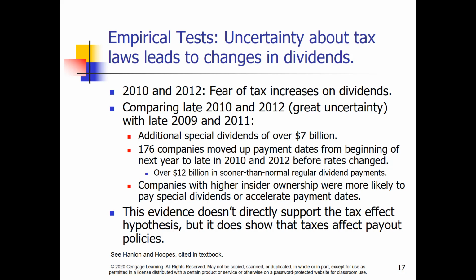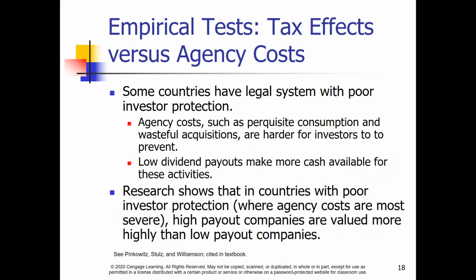Uncertainty drove firms to take action. Over $7 billion in additional dividends was paid. 176 companies moved dividend payment dates for over $12 billion in dividends. Higher payouts and accelerated payments seem to occur more in firms with high inside ownership. This evidence doesn't directly support the tax effect hypothesis, but it does show that taxes affect payout policy.